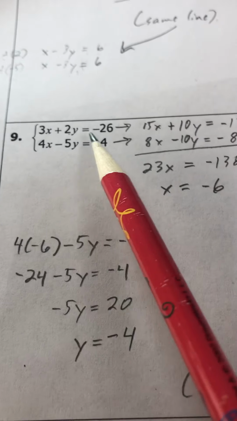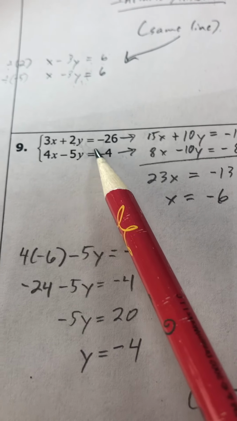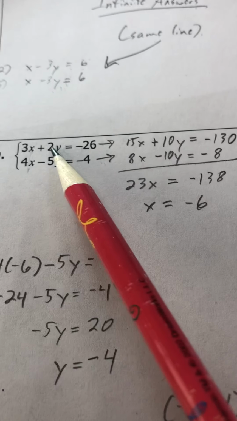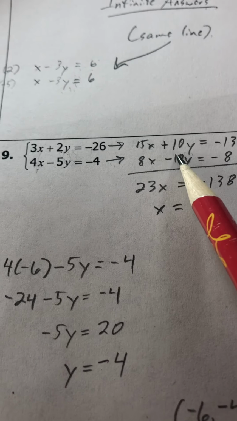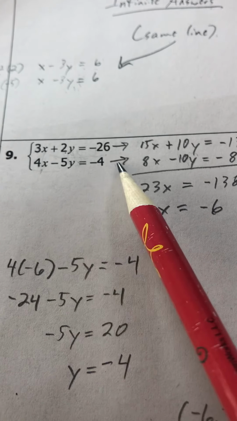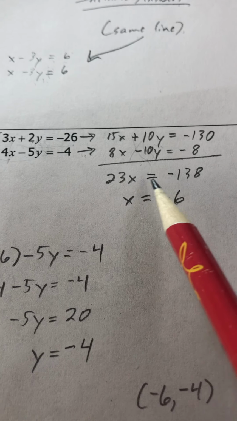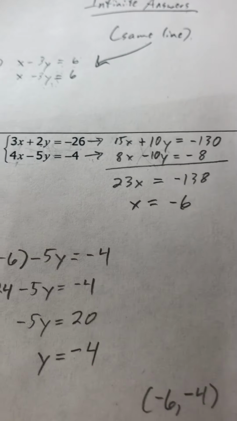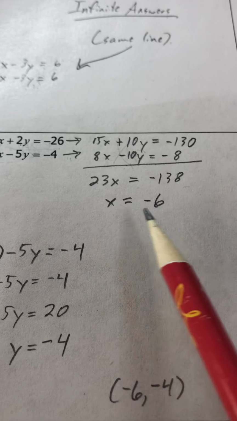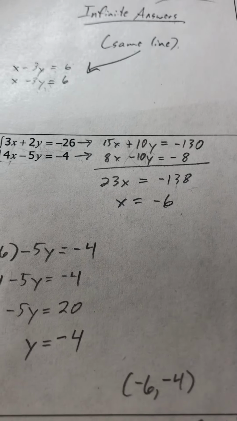Number 9, I have to change both of these, and I picked the y's. That seemed to be easiest. I mean, you could go with the x's and go with 12x, but I went with the 10y. And so I multiplied everything in the top by 5, and I multiplied everything in the bottom by 2. I end up getting rid of my y's, eliminated my y's, process of elimination. 23x equals negative 138 ends up being, and when I divide both sides by 23, I get x equals negative 6.